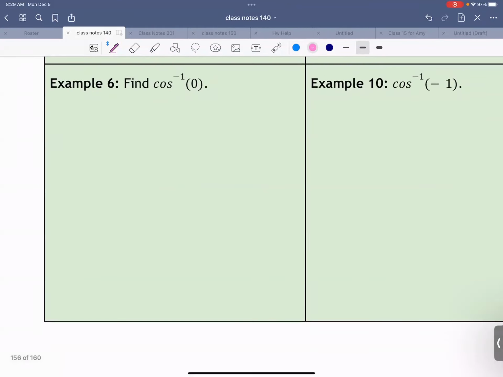I want to find the inverse cosine of 0, okay? Step 1 is rewriting my question in terms of something I can think about. So I'm looking for an angle that I can take the cosine of and get 0, right? Okay. So take a look at your unit circles. What angles give me the cosine equaling 0? Pi over 2. Is there another one?